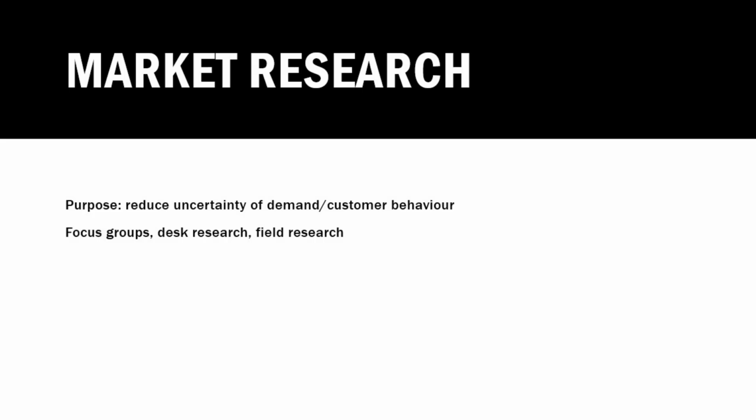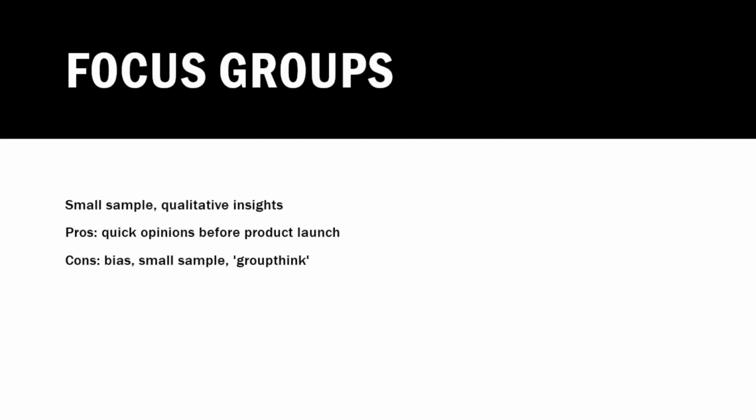One way to reduce uncertainty is through research. Research can be focus groups, desk research, or field research. Focus groups are small group discussions. They provide fast qualitative insights and are useful for testing ideas, but the downside is bias and small sample size. Think of them as a quick opinion check, not as hard numbers.